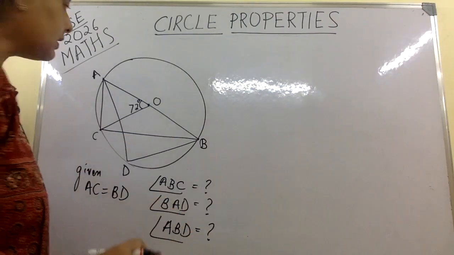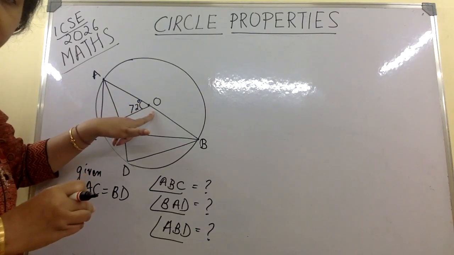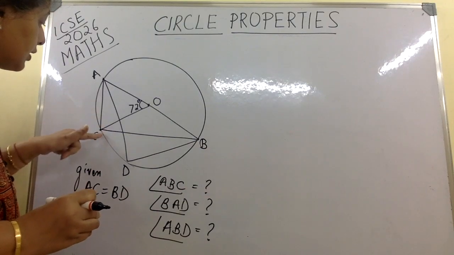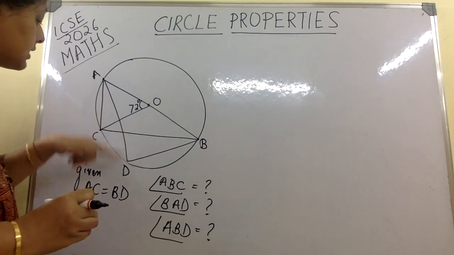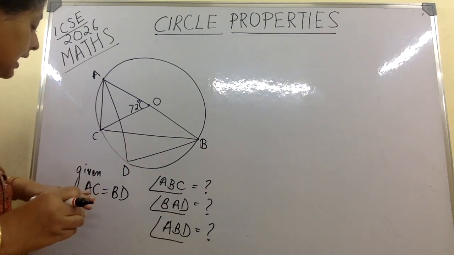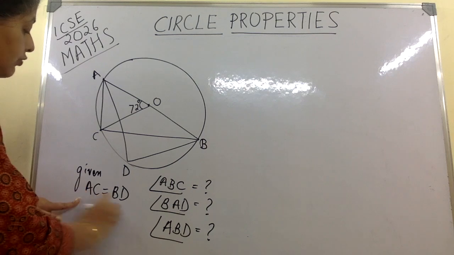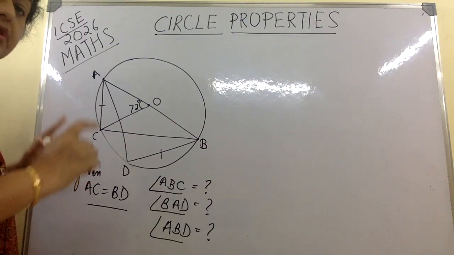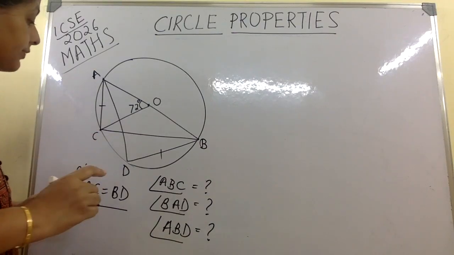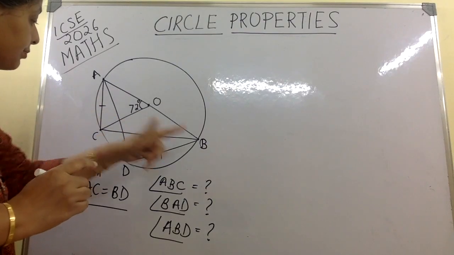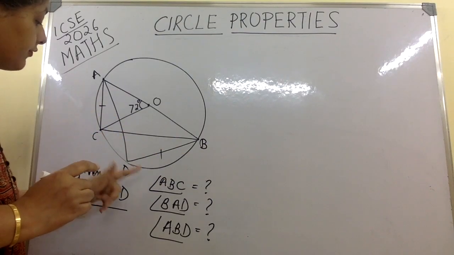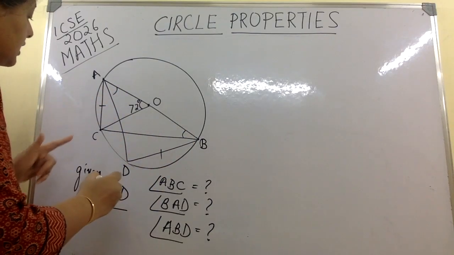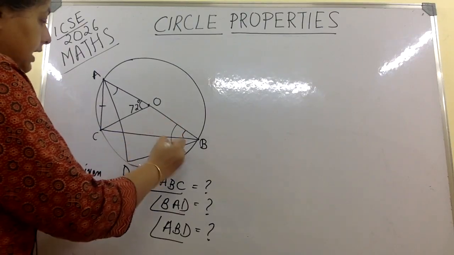So this is the next sum where they have given this as 72 degrees. O is the center of the circle. We have chords meeting at the point C, and DB meeting at the point D, and one more thing they have given, that is AC is equal to BD. AC and BD, these two are equal. Now this is a very special sum, note carefully. We have to find angle ABC, angle BAD, and this full angle ABD also.